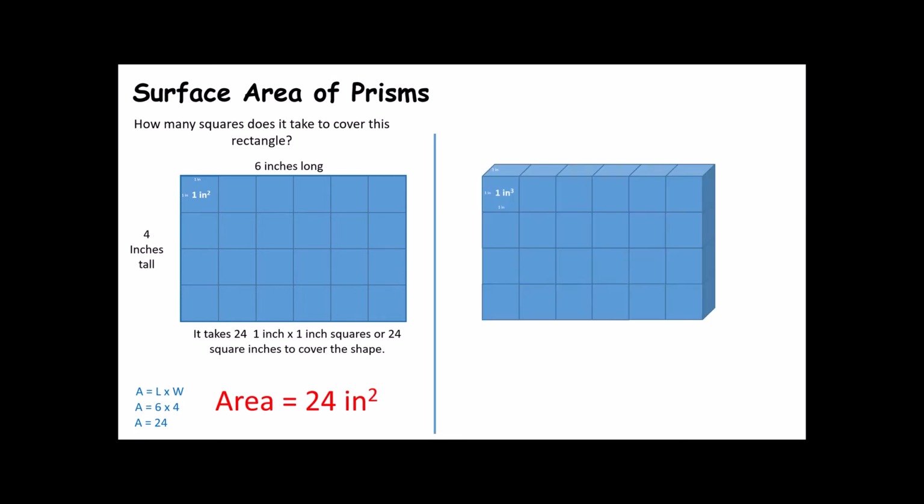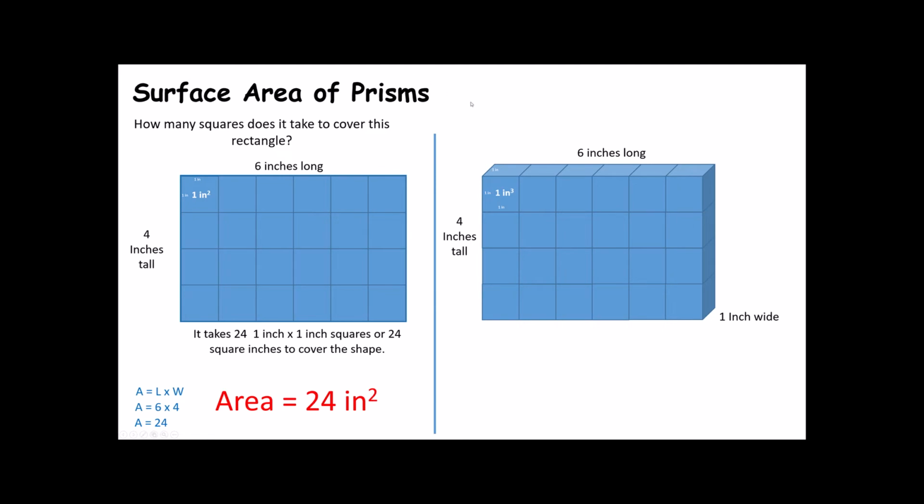Because in this lesson, we're going to take this 2-dimensional figure and we're going to stretch it backwards. And instead of using squares, we're now going to build it out of 3-dimensional cubes. Now you'll notice that this rectangular prism is 6 inches long, 4 inches tall, but now it's also 1 inch wide.